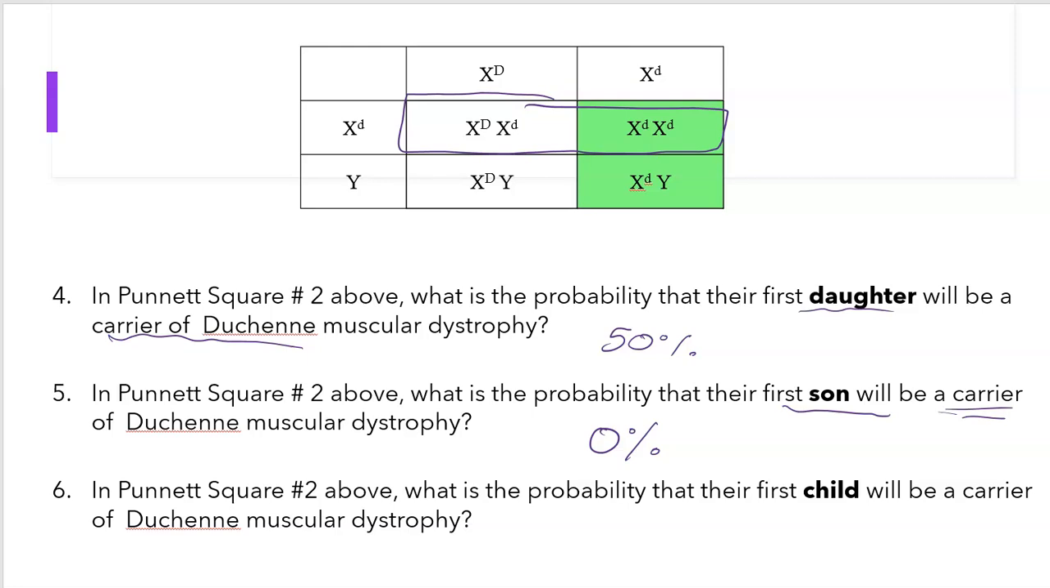And number 6, what is the probability that their first child, so here it doesn't specify between male or female, will be a carrier? So the only carrier is this one out of 4, so 25% chance.